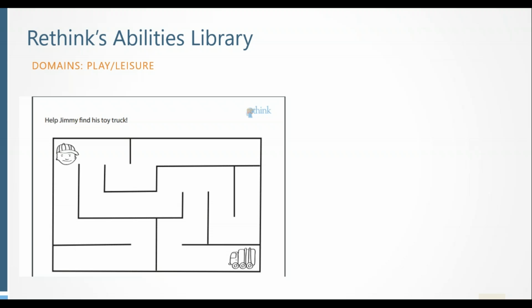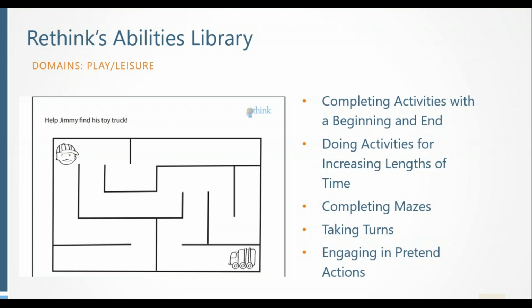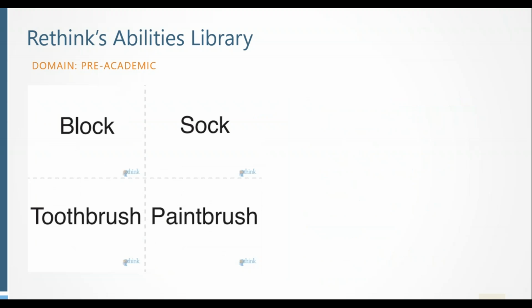The next domain is play and leisure. Areas in play and leisure are group, peer play, independent play, and pretend play. Some of the lessons you can find in Rethink are completing activities with a beginning and end, doing activities for increasing lengths of time, completing mazes, taking turns, and engaging in pretend actions.